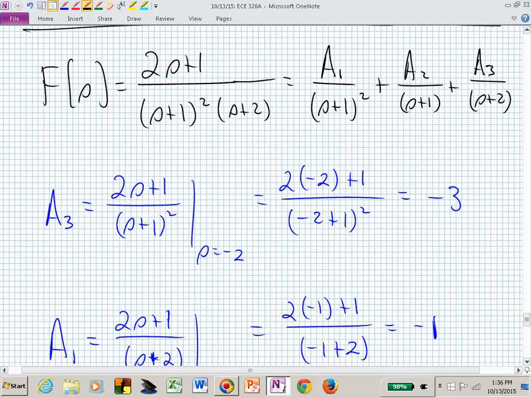Pick 2 convenient values for s. We need 2 equations and 2 unknowns. So you can't pick 0 and 0, but you can pick maybe 0 and 1. Not minus 1, but 1. And then you have 2 equations and the 2 unknowns. Did that answer your question?